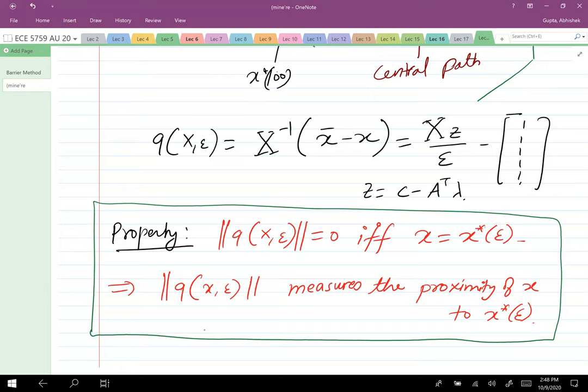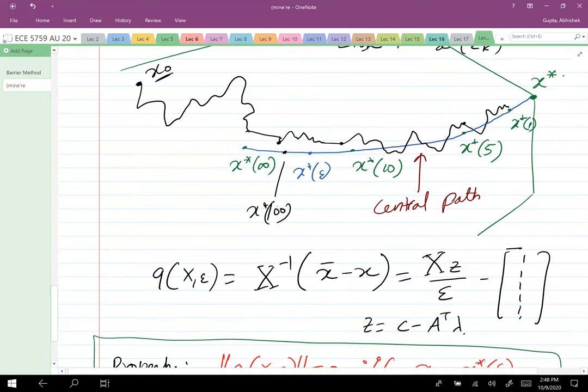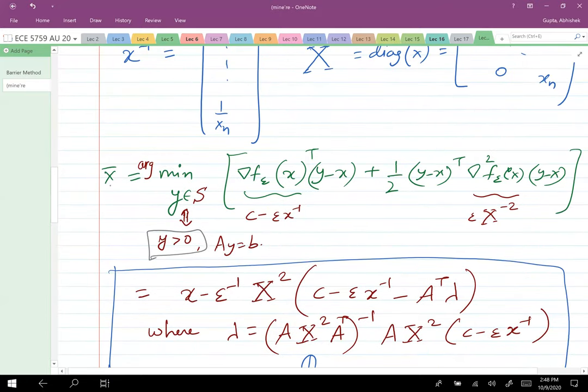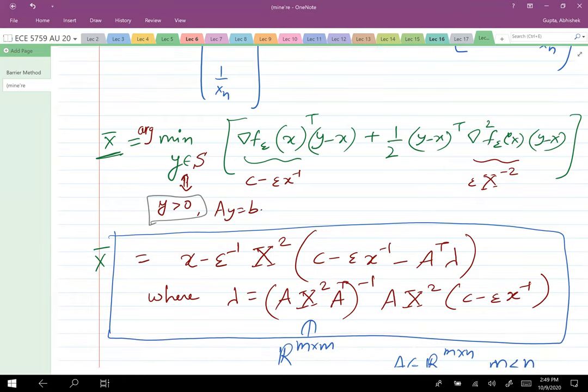Professor? Yes. I have a doubt in the property itself. What is X bar here and what is X? Isn't it that X bar is the argument of some function? So X bar, the way I have defined it, is this one Newton step. X bar is the argument of this Newton's method with Ay equals B. I'm ignoring this y greater than zero condition, and I'm just doing the minimization over Ay equals B. So X bar is the argument that we get after running one Newton's method iteration.